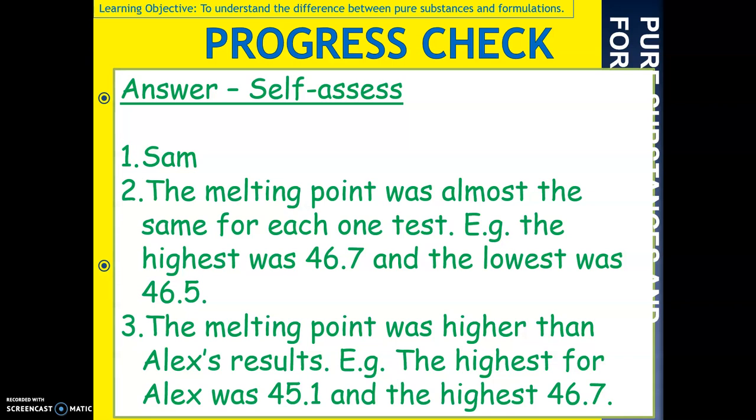And then the melting point was higher than Alex's results, for example, the highest for Alex was 45.1 compared to the highest of 46.7. So give yourself a mark there out of 3. Make sure you compared Sam's and Alex's data in particular to get the full 3 marks.